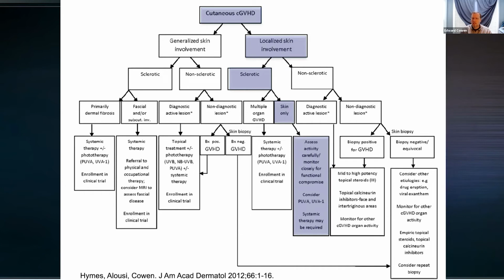be a patient who's a good candidate for phototherapy. But if they have multiple areas of involvement, multiple other organ systems, then they're probably going to need to be on systemic therapy as well. And those are the patients that you'd also want to consider for clinical trial enrollment.